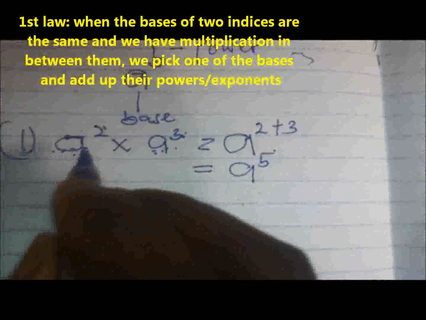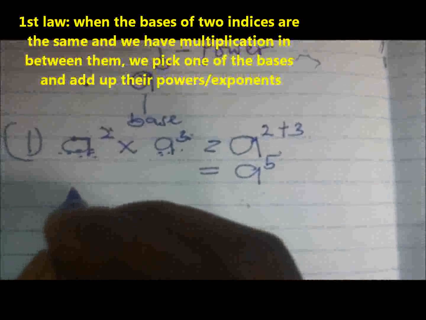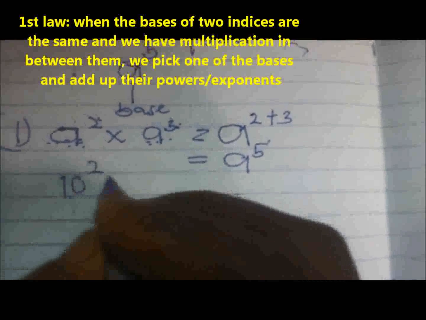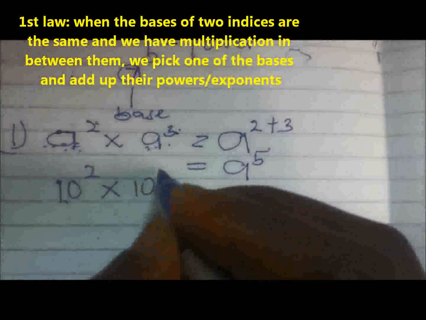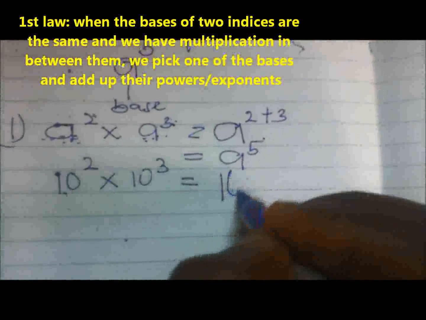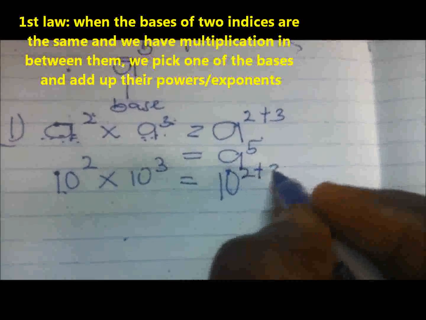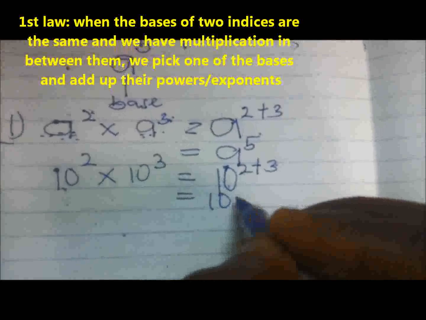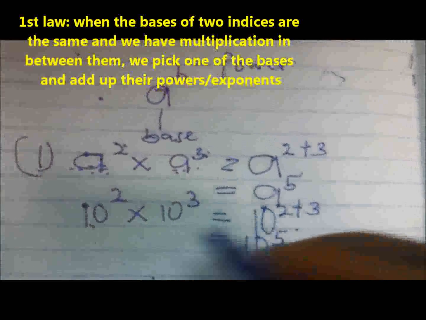But in place of letters, let's make use of numbers. For example, if we have 10 raised to the power of 2 times 10 raised to the power of 3, this is the same thing as 10 raised to the power of 2 plus 3, which is the same thing as 10 raised to the power of 5.